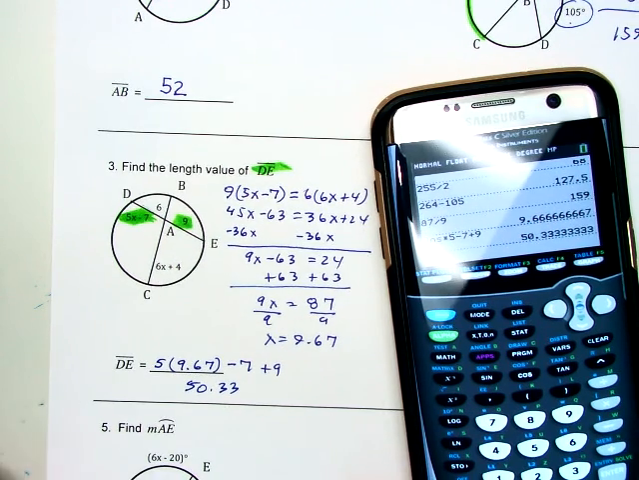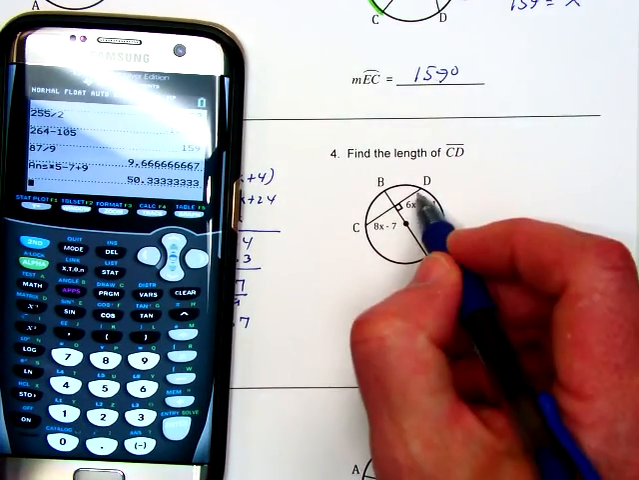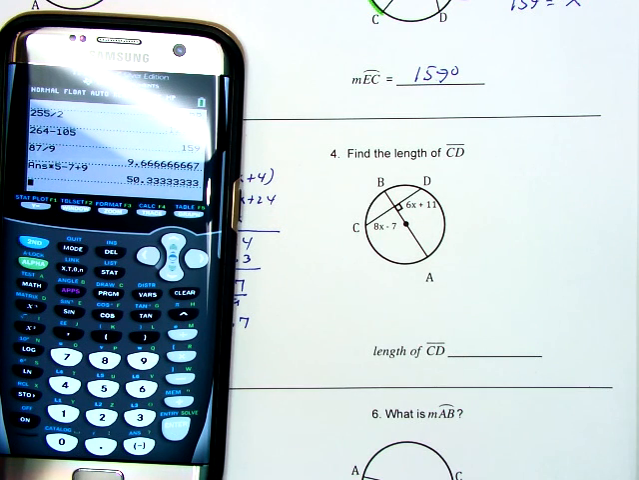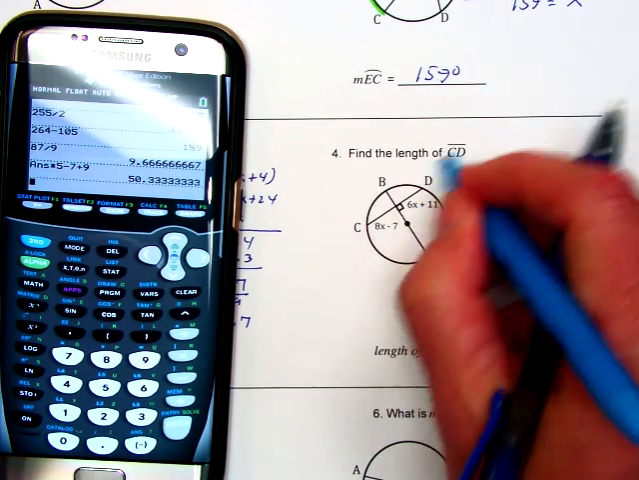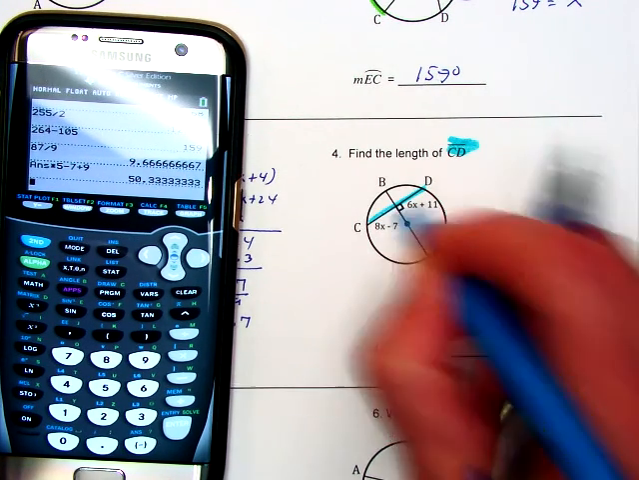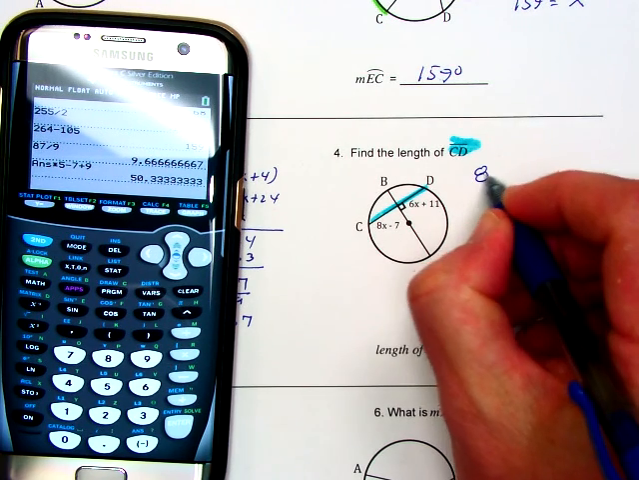All right, so now let's go over to this one. We're looking for the length of CD again. All right, and if you notice, they're perpendicular to each other. So what does that mean about these two lengths? By the way, I'm looking for CD again, which is the whole thing. All right, so what am I going to do with these two? I'm going to set them equal to each other.